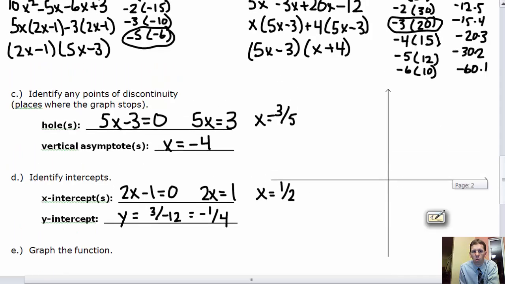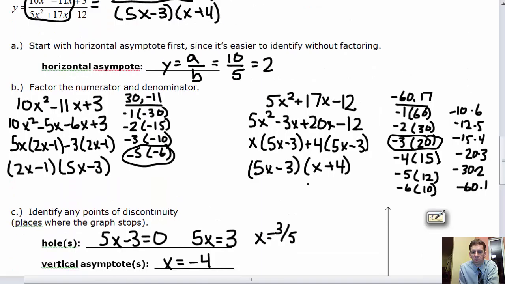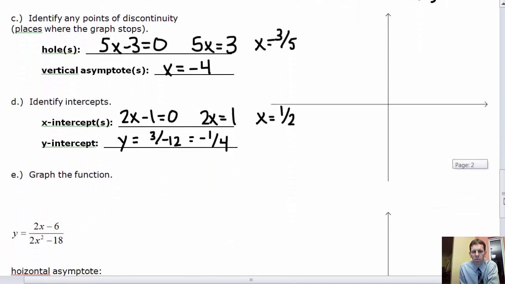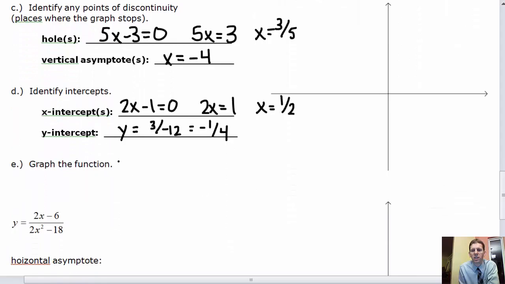And now we know where the horizontal asymptote, hole, vertical asymptote, x-intercept, and y-intercept are. You should be able to graph this function. See if you can do that here on the right. We'll pause the video and see what you get in just a moment.